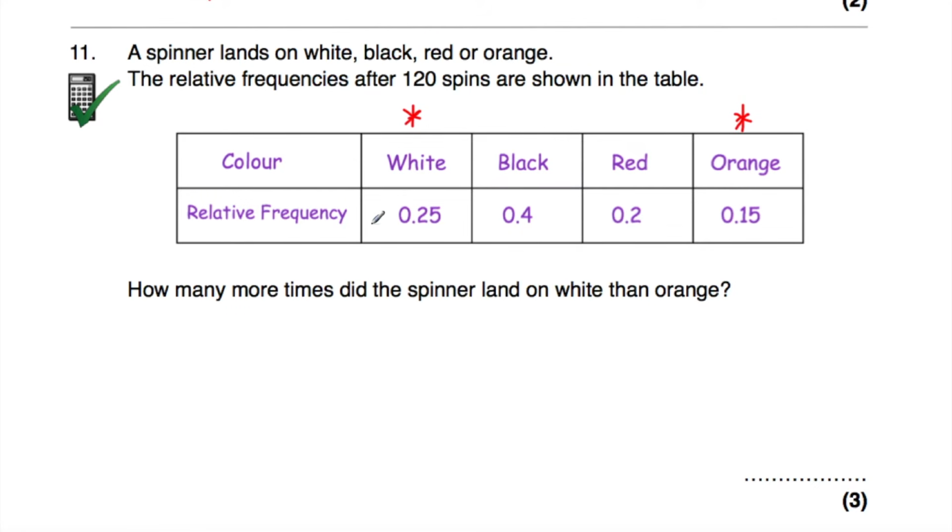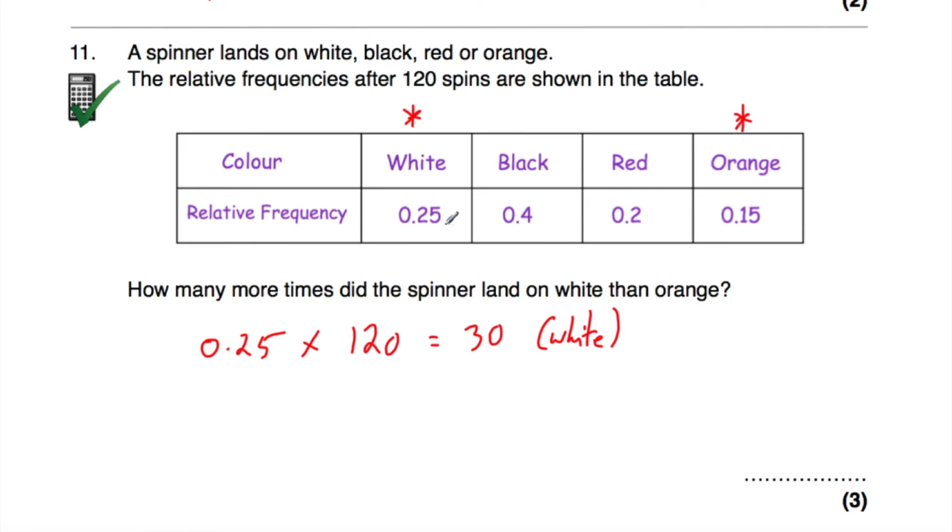So we want to find out how many more times it's landed on white than orange. So let's work out how many times it landed on white, let's work out how many times it landed on orange, and then take them away to see how many more times the spinner landed on white than orange. To find how many times the spinner landed on white, we're going to take the relative frequency, the 0.25, and times that by the number of times the experiment took place, or in this case, the number of spins, which is 120. And if we do 0.25 times 120, that's equal to 30. So it landed on white 30 times.